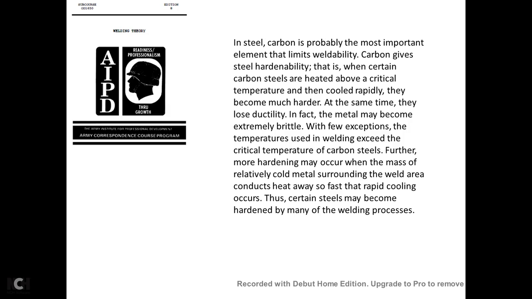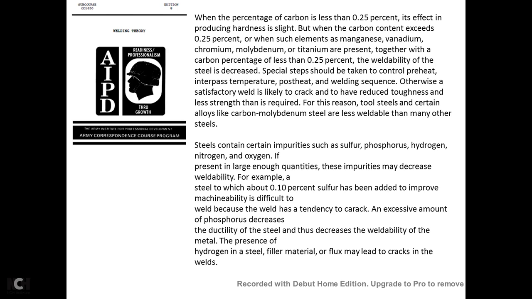Furthermore, hardening may occur even with the mass of relatively cold metal surrounding the welding area, which conducts heat away so fast that rapid cooling occurs. Thus, certain steels may become hardened by many welding processes. When the percentage of carbon is less than 0.25%, its effect in producing hardness is slight.